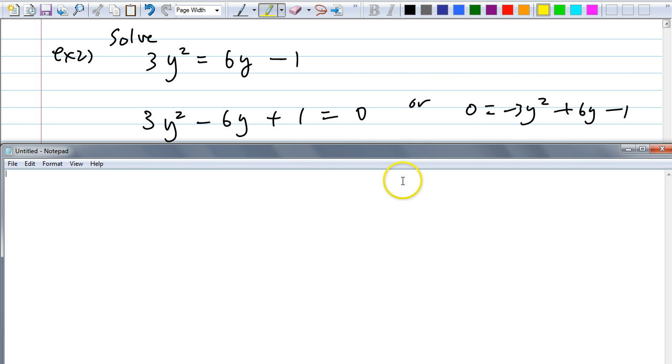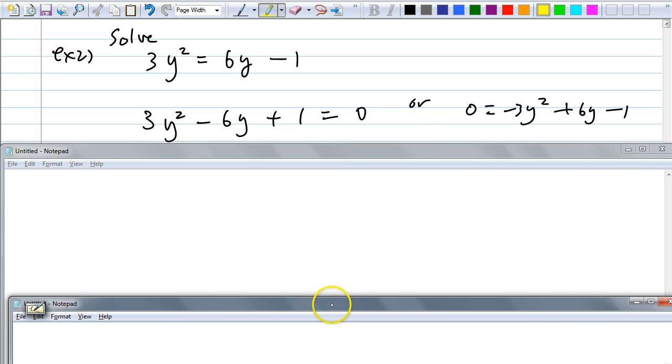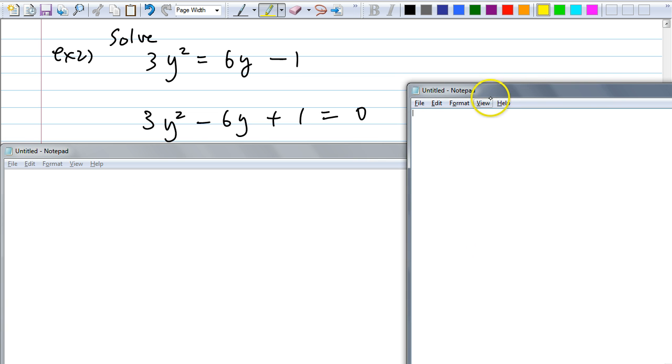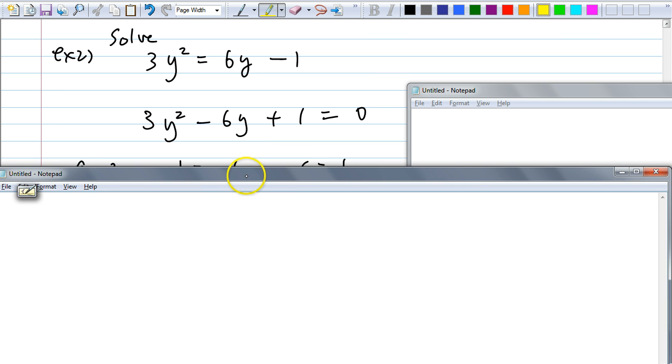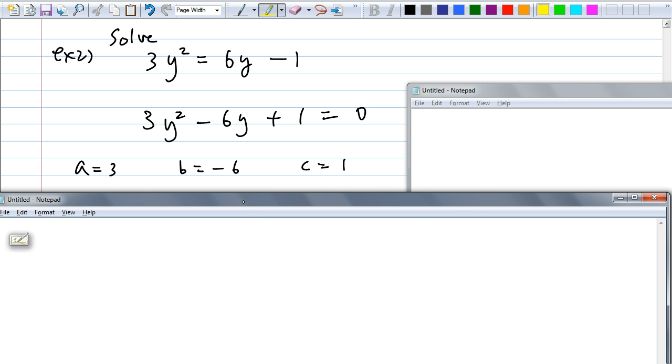Does that make sense? If you don't do that, then you're not going to get your ABC. Remember, whenever you want to use the quadratic formula, it has to equal 0 and be in this form. So what's your A in this case? 3. What's your B? Negative 6. What's your C? 1. Does that make sense? Please do that step. That's the important step when you do the quadratic formula.